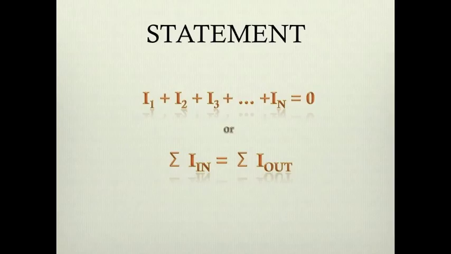Kirchhoff's current law states that all current is conserved in a closed circuit, yielding these equations stating that the sum of the currents through a node given positive and negative direction must equal 0, or the currents coming into a node must equal the currents coming out of a node.